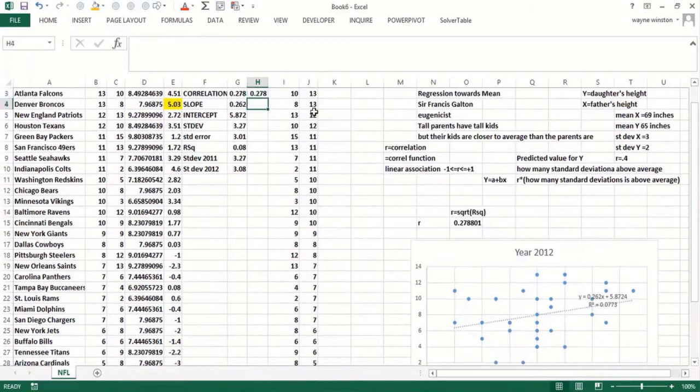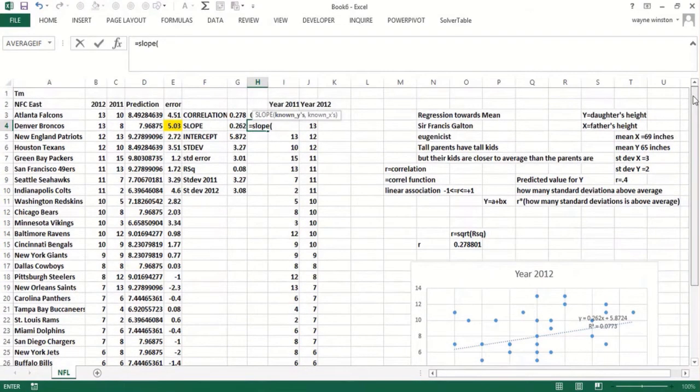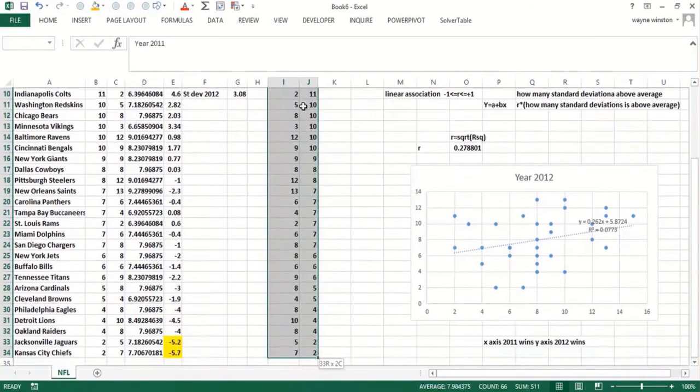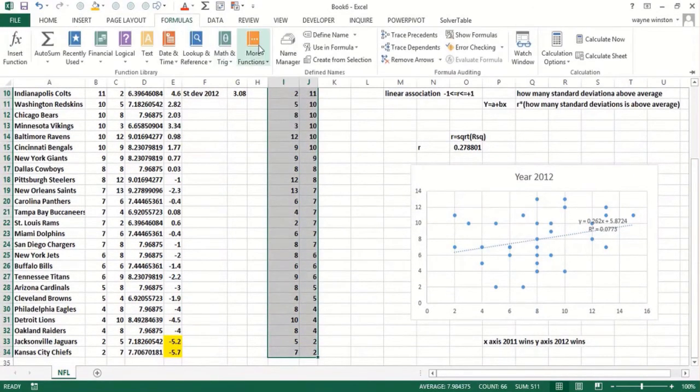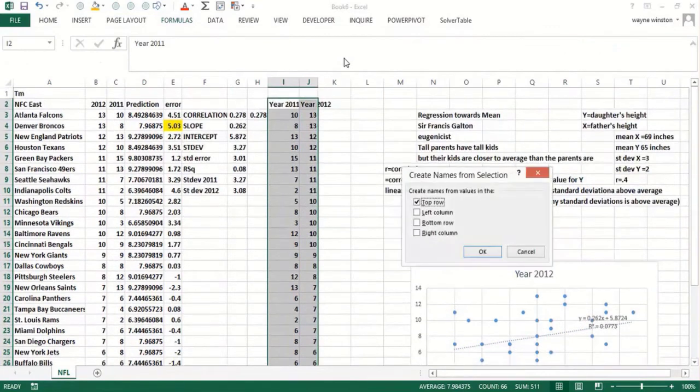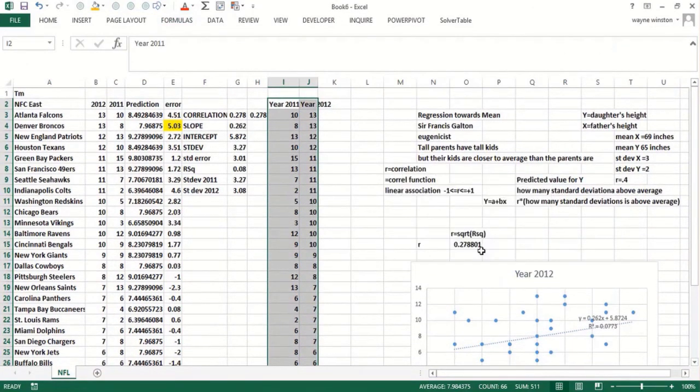Get 0.278. Now the slope of that regression line, we see it's 0.262. And there's a slope function. You have to put the Y column first. Actually, it'd be easier if I name this stuff. So we'll name this stuff: Formulas, Create from Selection, Names in Top Row.